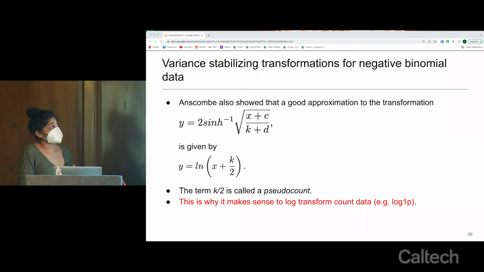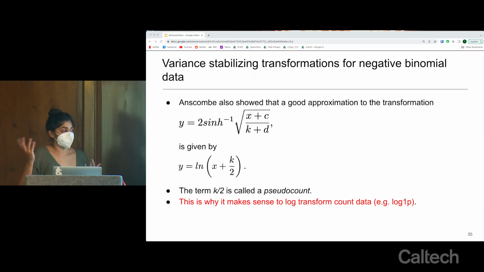And so this is not necessarily a transformation you would want to do if you're trying to look at, let's say, a difference in variance or looking for variable genes. But it might be useful if you're trying to fit a regression model or something like that, and you're using least squares as your approach. But again, every transformation has its downside.